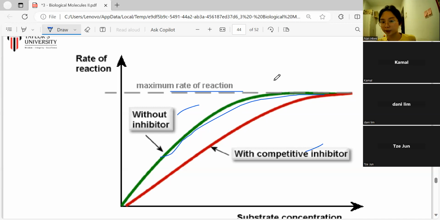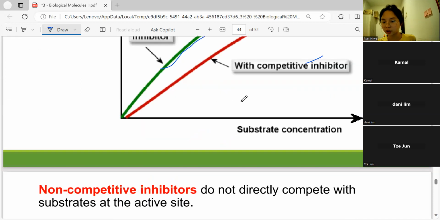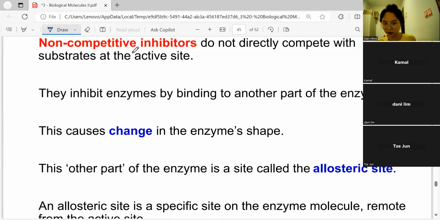In the exam, especially in MCQ, if Dr. Wong wants to test your understanding, she will give you a lot of graphs and ask you which one is the graph with the inhibitor and which one is the graph without the inhibitor. You have to know that. And in order to know that, you need to understand the concept. And now let's move to the non-competitive inhibitor.